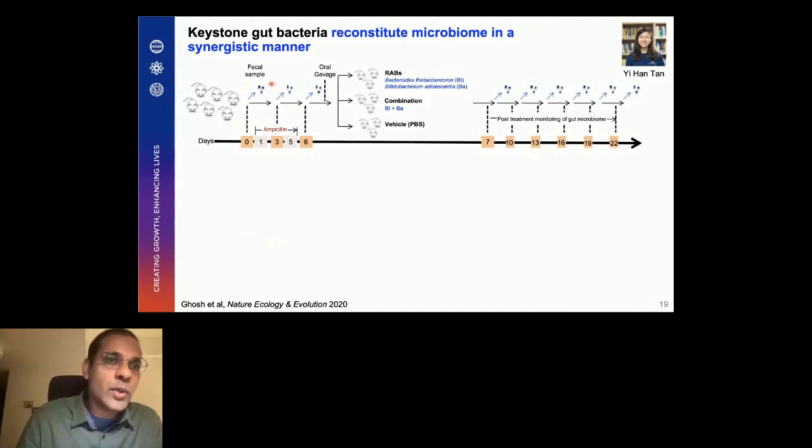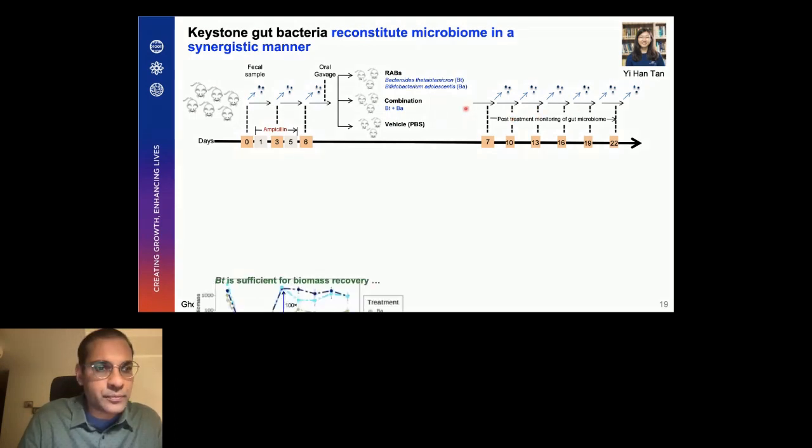But here I'm showing you an example where we used a mouse model to validate some of these observations. In this case, we took some of the recovery-associated bacteria that we call RABs, including Bacteroides thetaiotaomicron and Bifidobacterium adolescentis, and we gavaged these two species that were identified as RABs, as well as a combination of them to test for synergy, as well as a vehicle control. This is work done by Dr. Yihan Tan, and we monitored the recovery of the gut microbiome over many days.